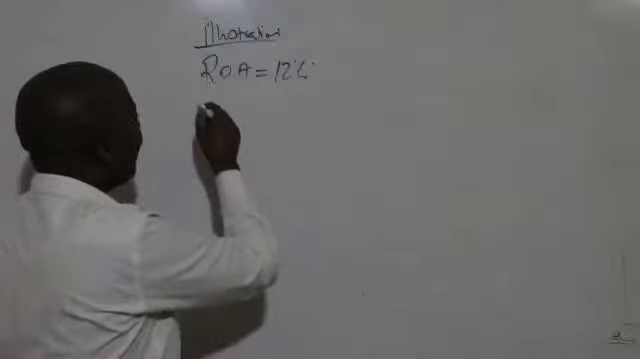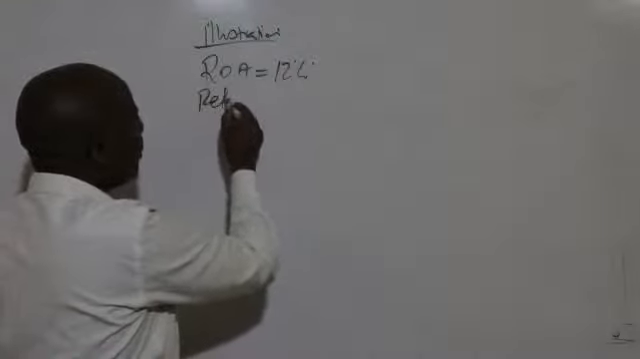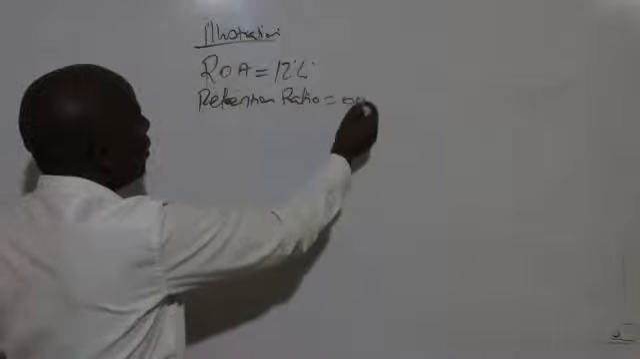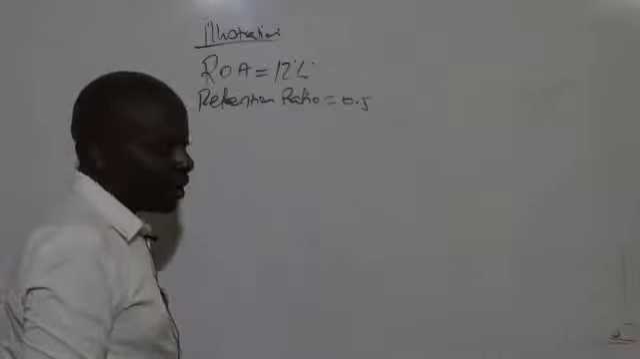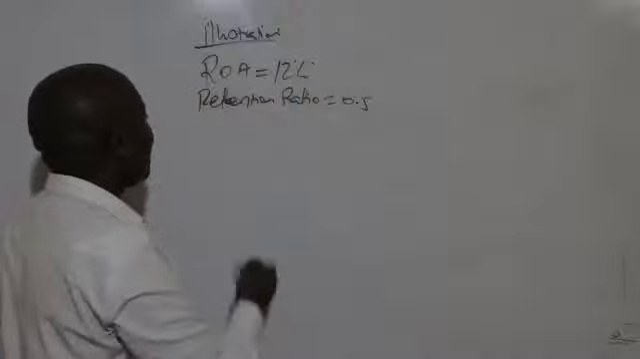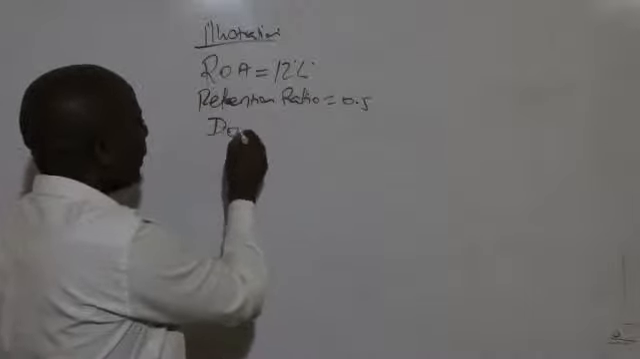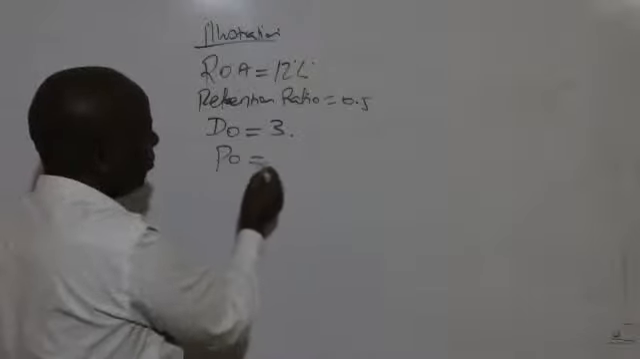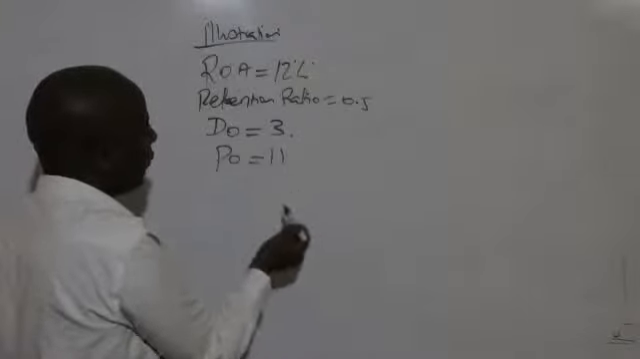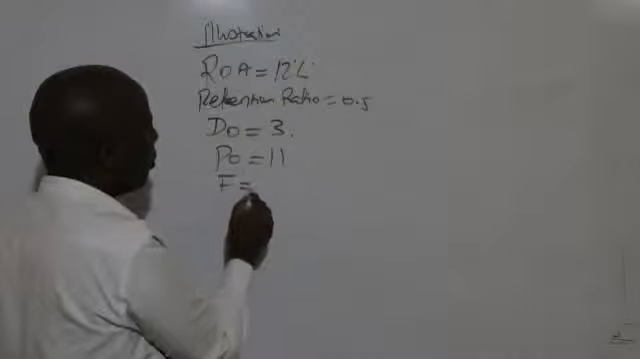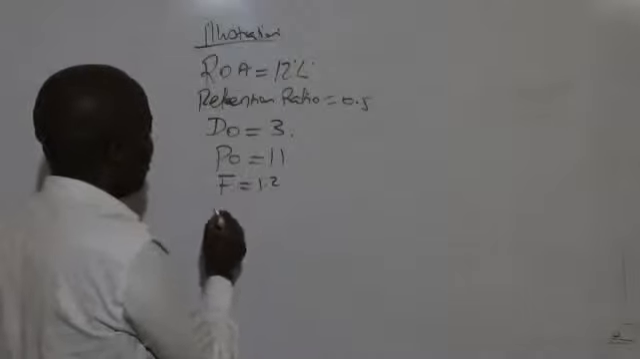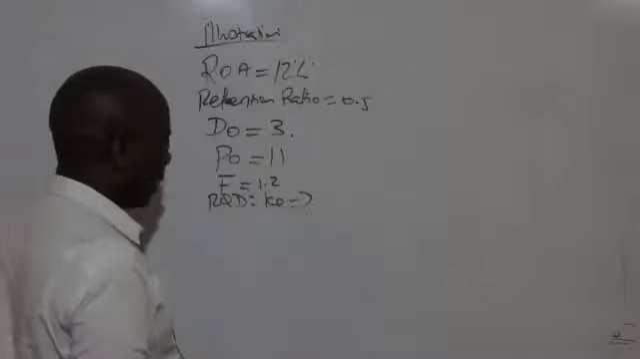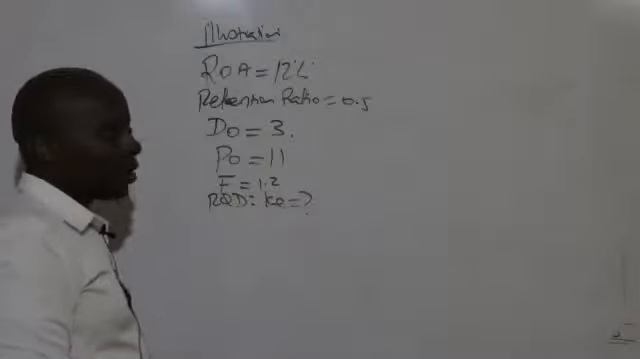And ladies and gentlemen, they have given us the retention ratio. The retention ratio is 0.5. And they have given us what we call DO. The DO is 3. Then they have given us PO, which happens to be 11. Then they have given us flotation cost, which happens to be 1.2. And then they want us to determine cost of equity.